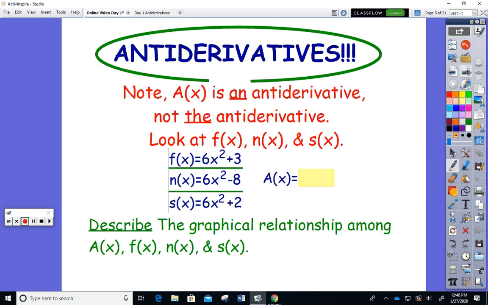All right, so let's do a little summarizing. So I'm going to say that a of x is an antiderivative, not the antiderivative.